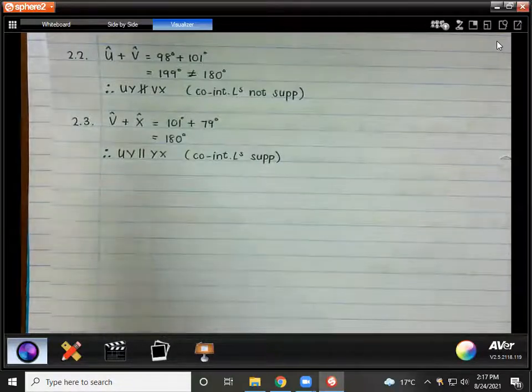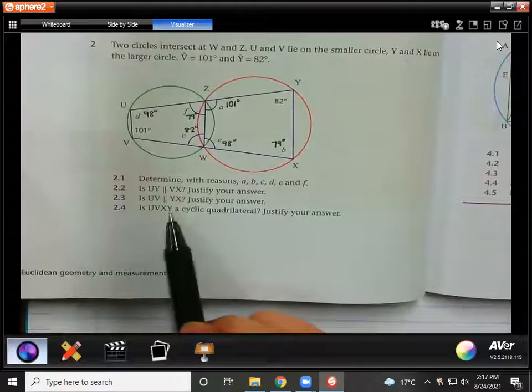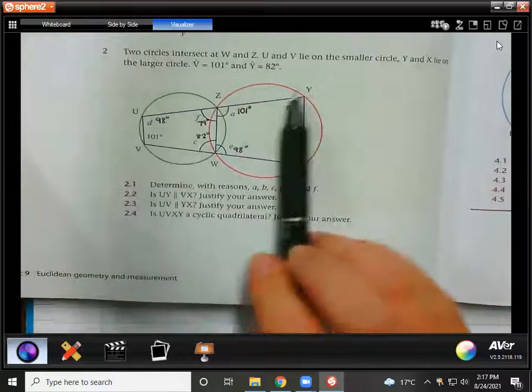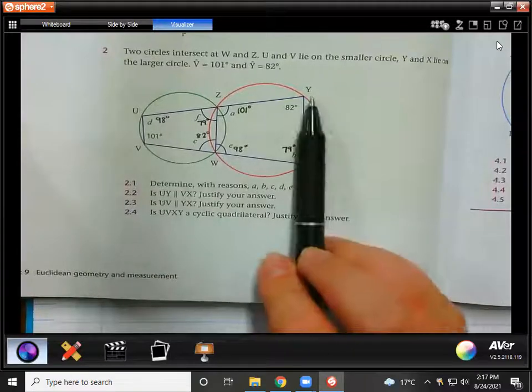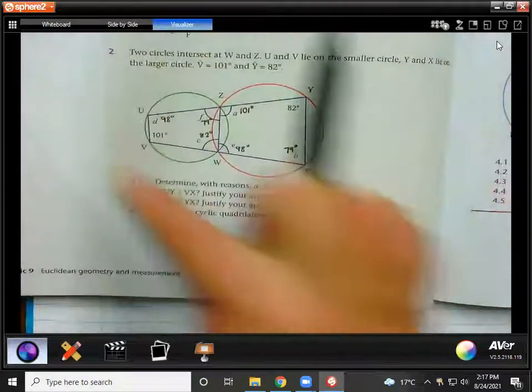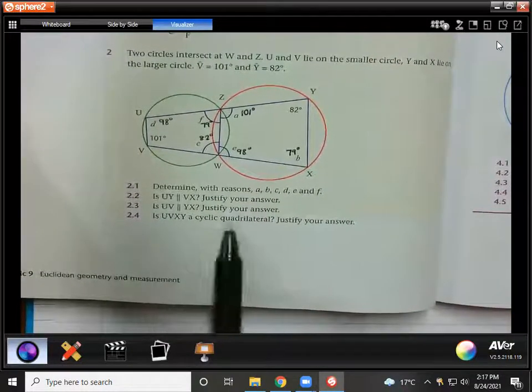2.4, just put the picture up again. Is UVXY a cyclic quad? Justify your answer. So UVXY, so this whole shape. Basically they're asking us if we could draw a circle going through those 4 points, right? That's another way in which they could have worded that question. Is it a cyclic quad?